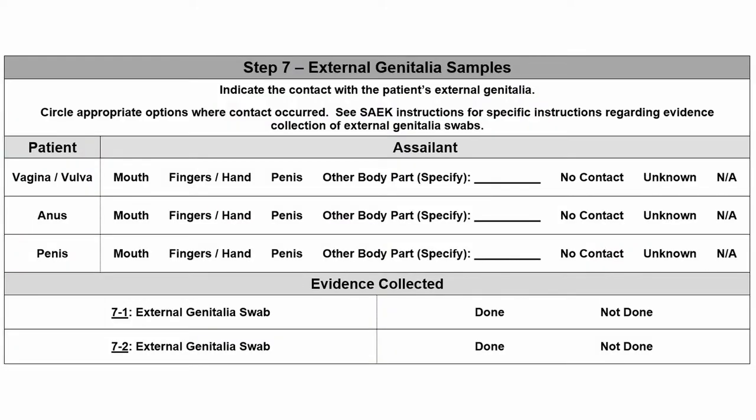This involves circling any known contact between the patient and the assailant. In this case, it's largely unknown with respect to the vagina and the anus, and is not applicable for penis. We then circle Done, indicating that swabs were collected for 7-1 and 7-2.